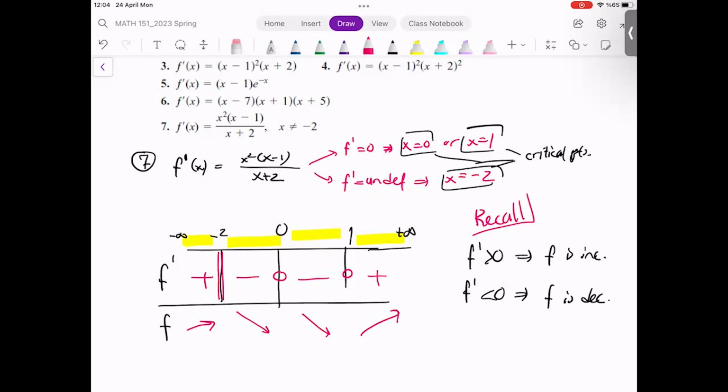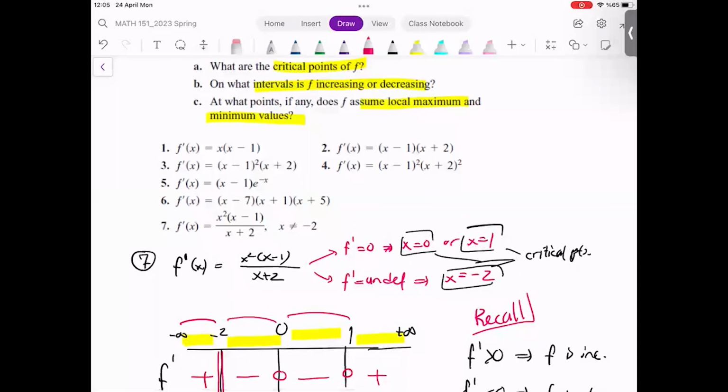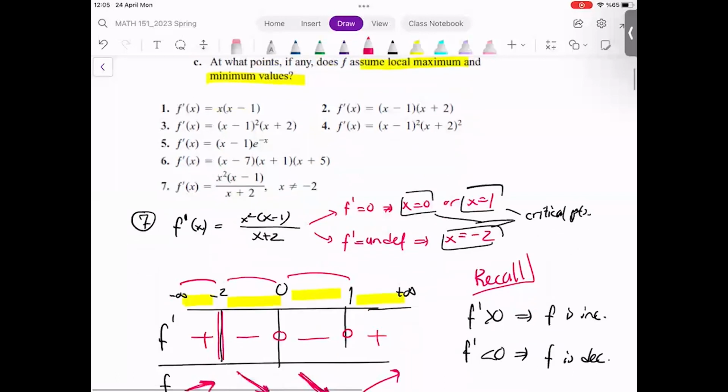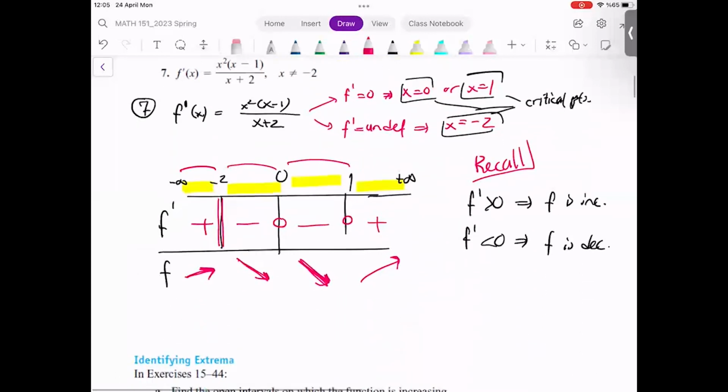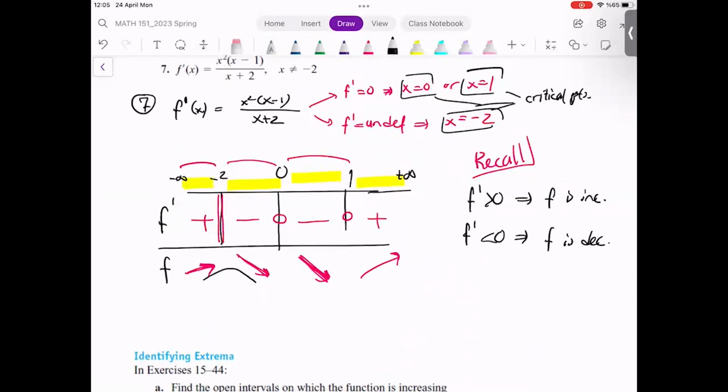So from minus infinity to minus 2, your function is increasing. From minus 2 to 0, it is decreasing, right? 0 to 1 over this interval, decreasing. 1 to infinity, it is increasing. Okay. And then what do we want to find? We also want to find local max and min values. Okay. So if you look at the shape of your function, like increasing then decreasing, then what happens here? And also here, decreasing then increasing.